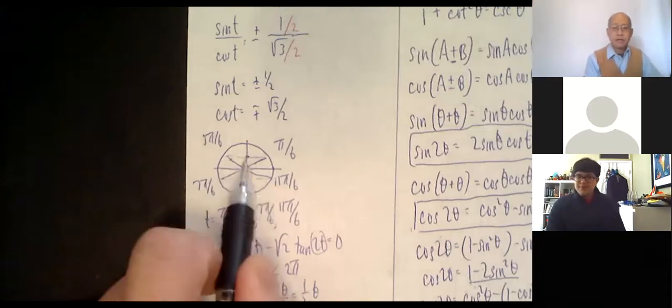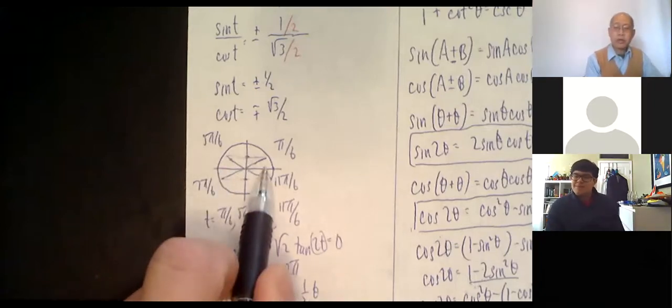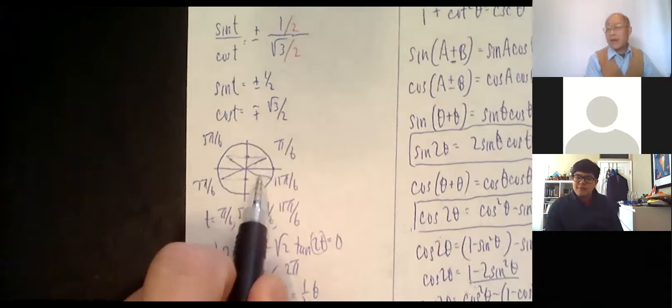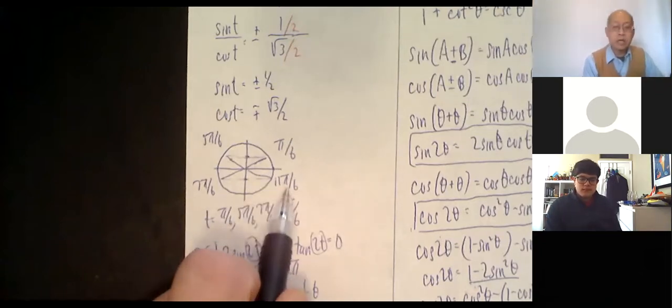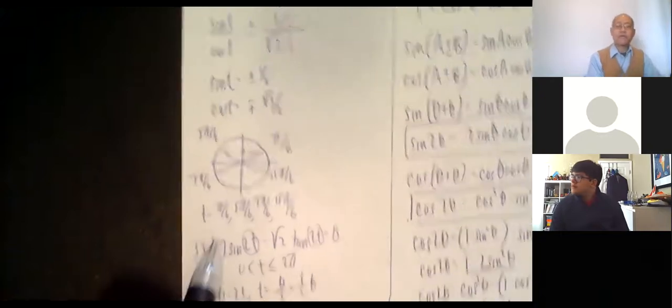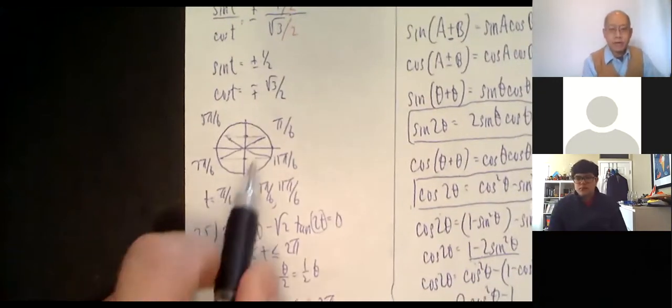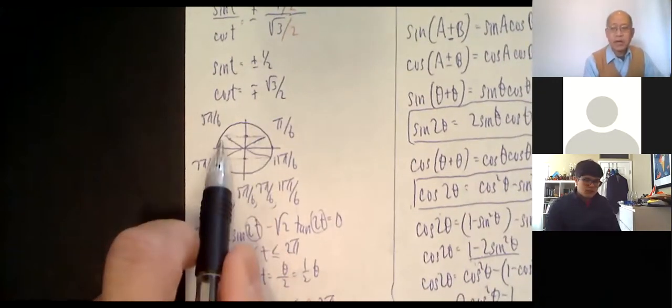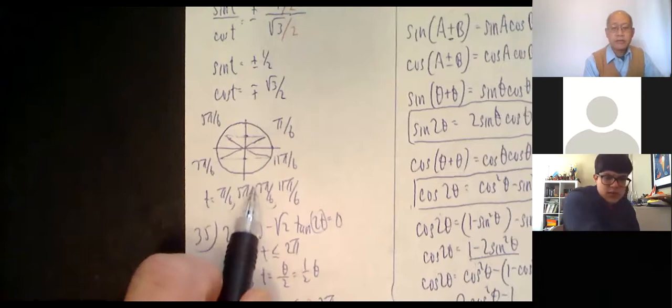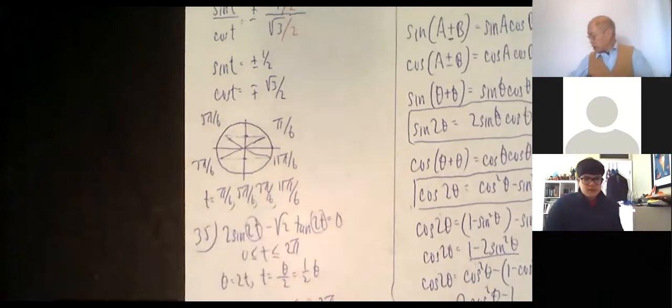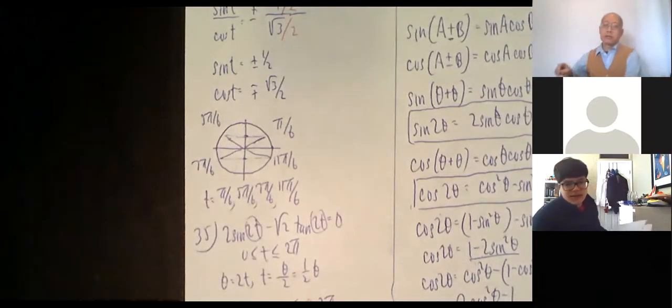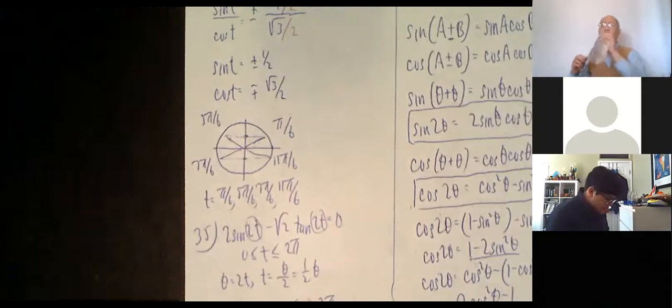And then what's this one? If I go all the way around a circle, that's 2 pi. And then I back up pi over 6. So 2 pi minus pi over 6 comes out to be 11 pi over 6. So my 4 solutions are pi over 6, 5 pi over 6, 7 pi over 6, and 11 pi over 6. Okay, one in each quadrant.